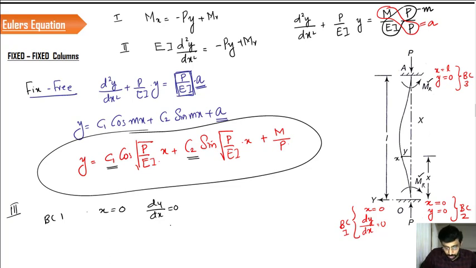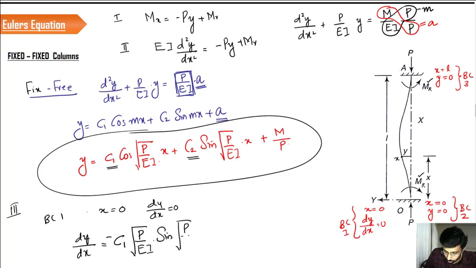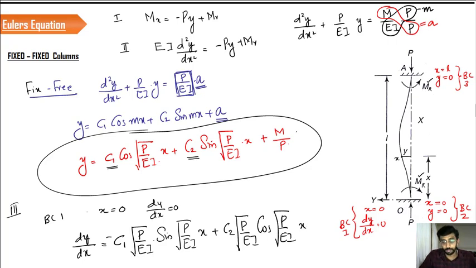To get dy by dx, you have to differentiate this y with respect to x. So dy by dx is equal to what? When you differentiate this, c1 with a minus will be there, there will be a root of p by EI, and again cos will change to sine, root of p by EI into x, plus c2. Now we have root of p by EI again, and sine will change to cos, root of p by EI into x. So m by p is a constant, and upon differentiating with respect to x, it will vanish. So this is the expression.